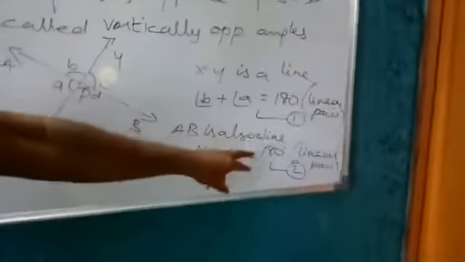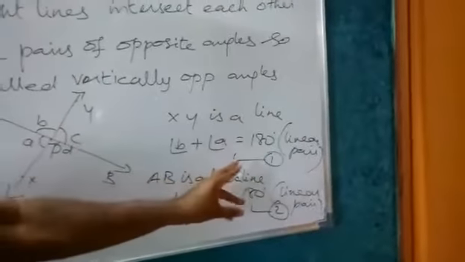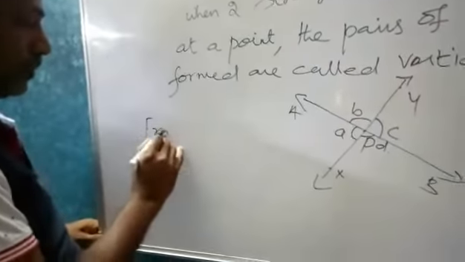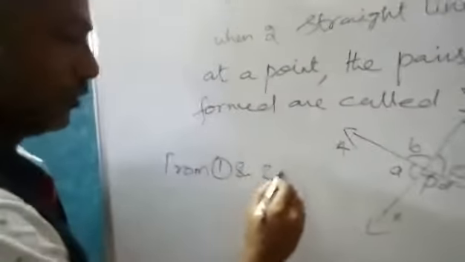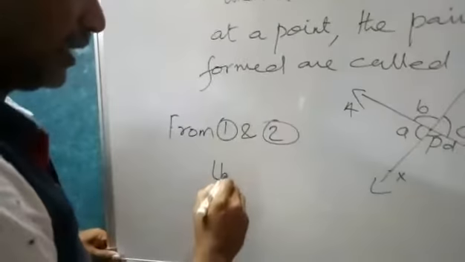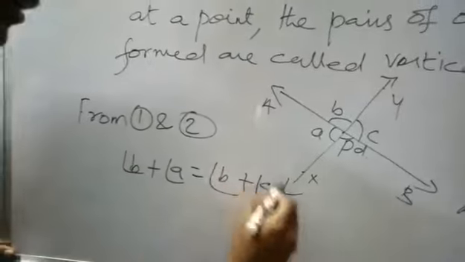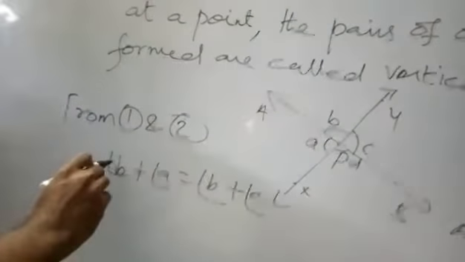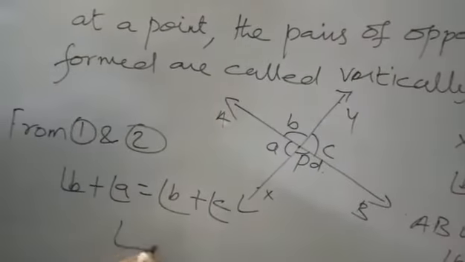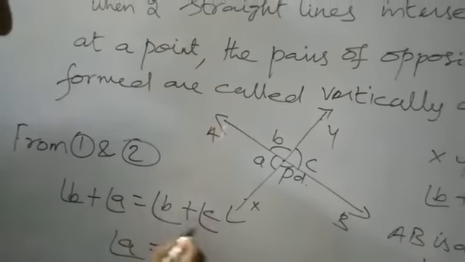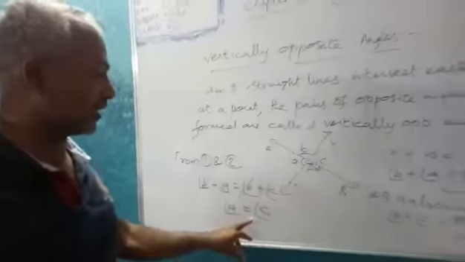Listen, now you have to compare 1 and 2. In the first equation and the second equation, both have the right hand side as 180. That means you can directly compare the left hand sides. From 1 and 2, angle B plus angle A equals angle B plus angle C. Bringing angle B to that side, B cancels, and we get angle A equals angle C.